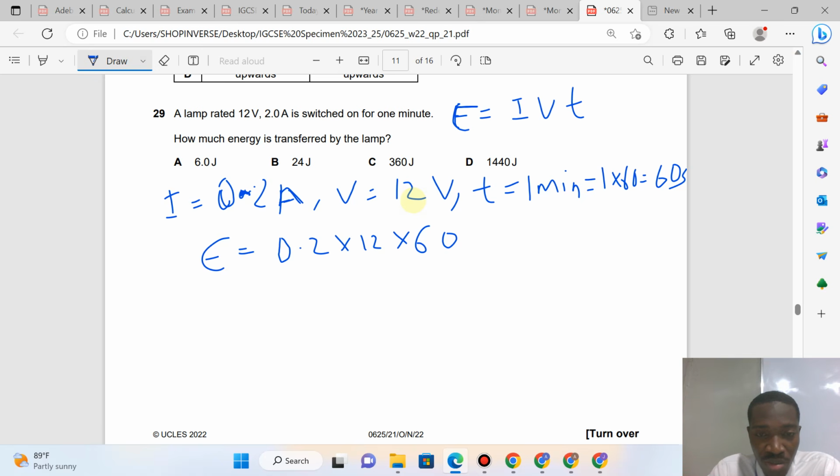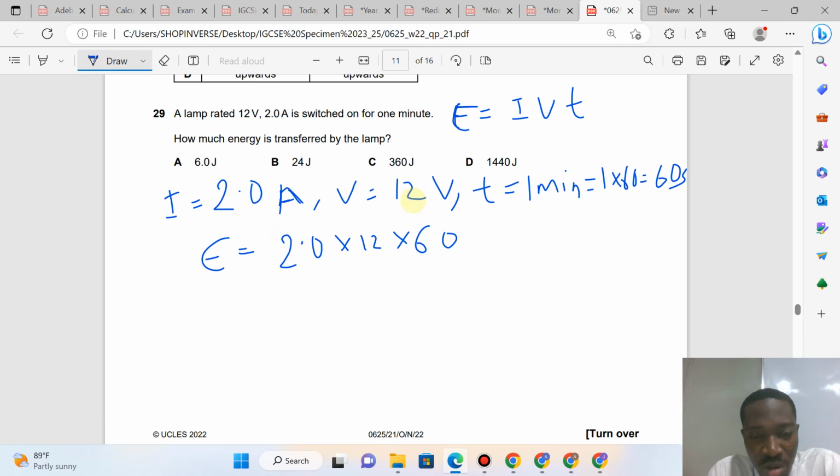Okay, let me do this again. 0.2 times 12. A lamp rated 12 volts, 2 amperes. Oh, 2.0 amperes, not 0.2 amperes. Sorry. Current is 2.0 amperes, not 0.2. So I'll write 2.0 for current and fix this.